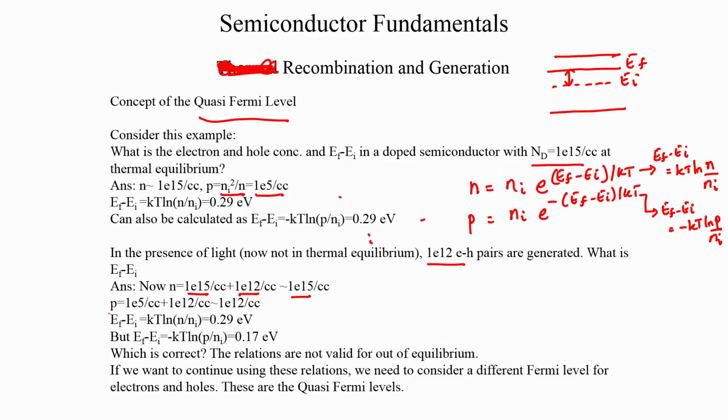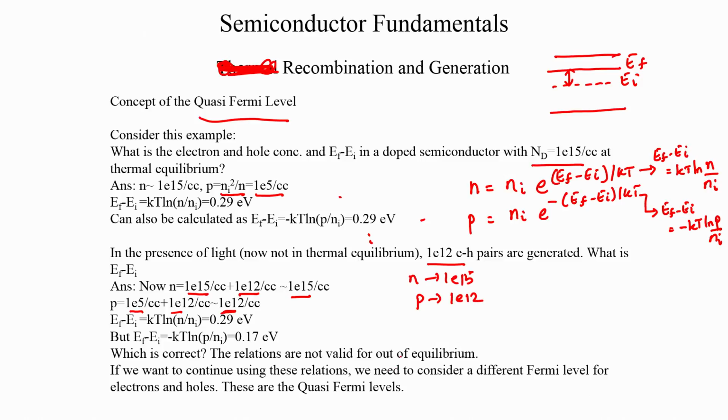On the other hand, P was only 1e5 per cc in equilibrium, and now you have added 1e12. So therefore we have made a significant change in the count for P. So P has now become 1e12 per cc. So although n remained the same, P has suddenly changed.